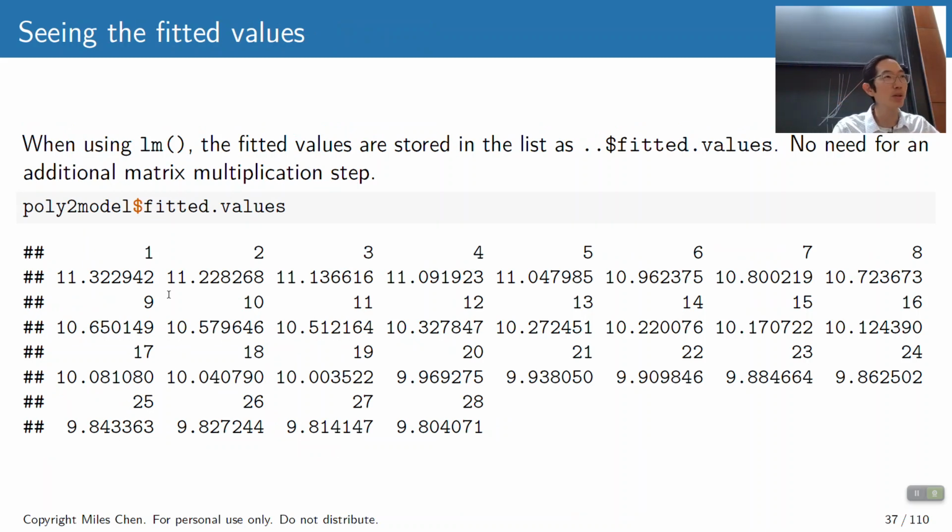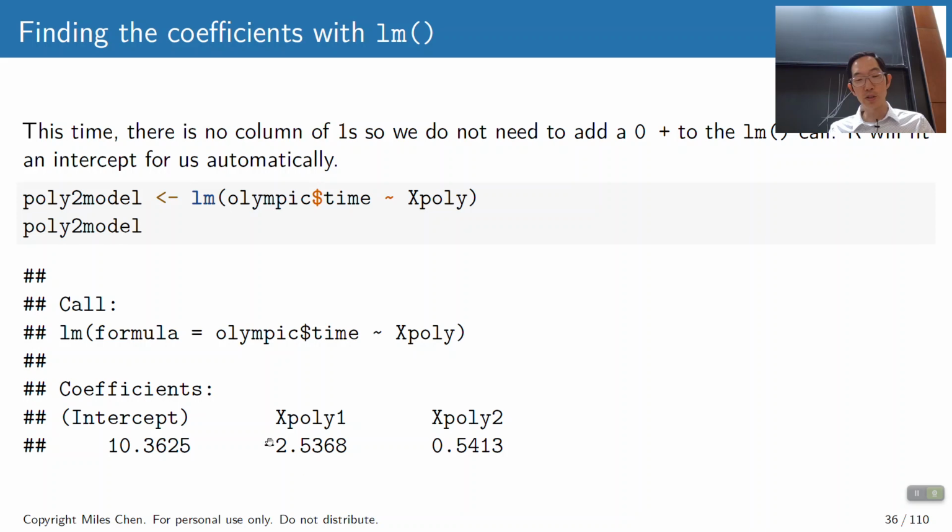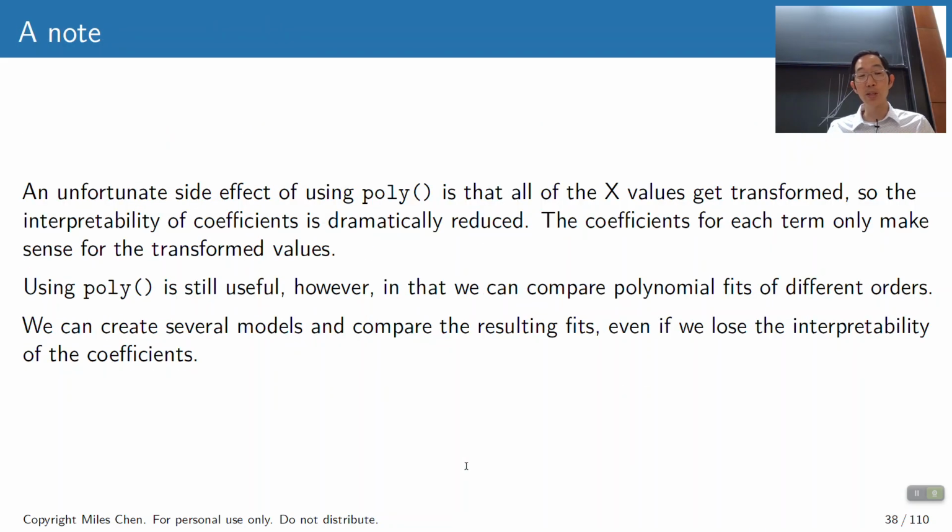Okay, and this is just to say we're fitting a quadratic model here. And I wrote, an unfortunate side effect of using poly is that all of the X values do get transformed, so the interpretability of these coefficients, again, -2.5 and 0.54, is dramatically reduced because there's not a direct relationship to the original X, okay? But using poly is still useful because we can compare polynomial fits of different orders. We can say, what is the third order polynomial fit or the fourth order polynomial fit?